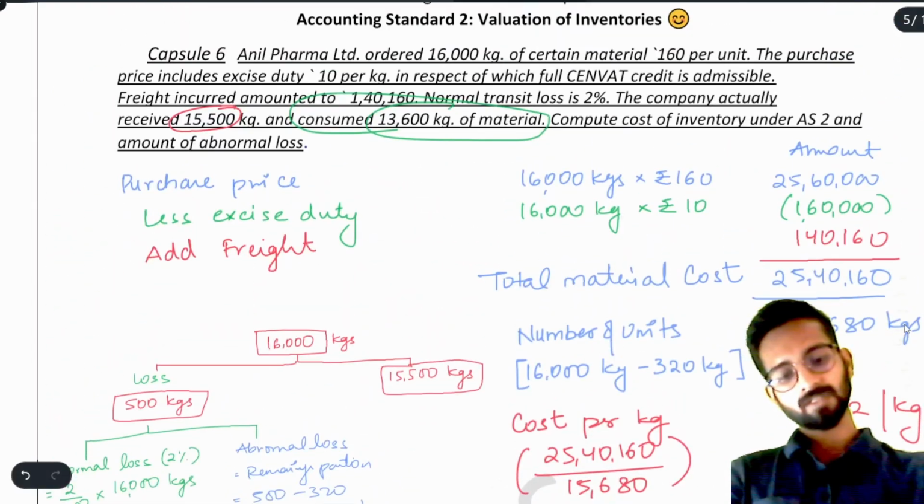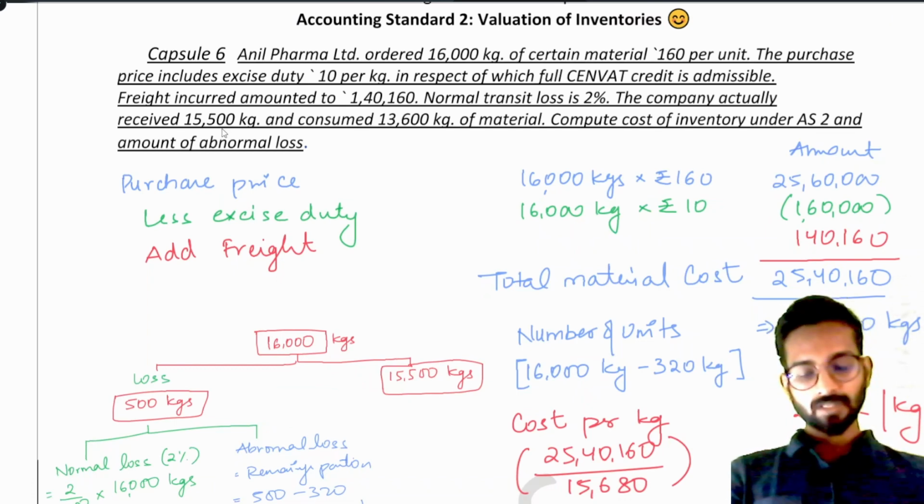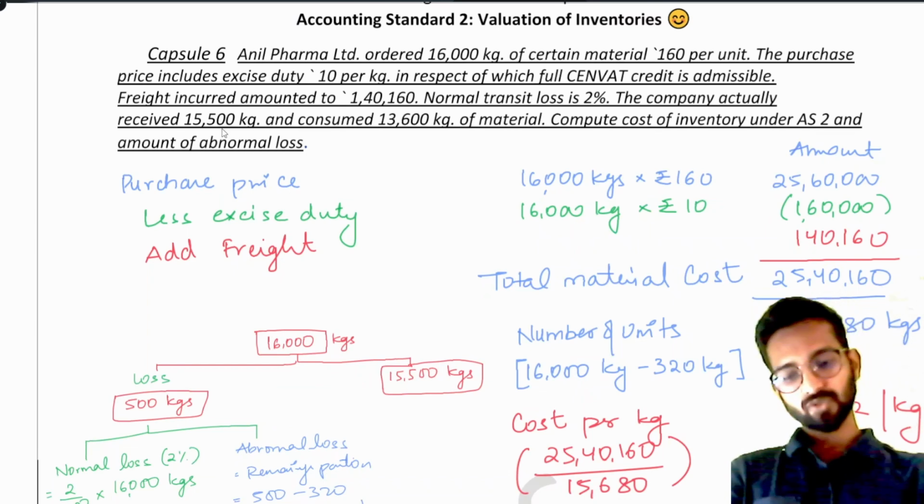In this capsule we have learned three things. First is we have to remove the refundable tax. Second is normal loss. Third is abnormal loss. Understood? This question is very, very important. Please do solve this question.